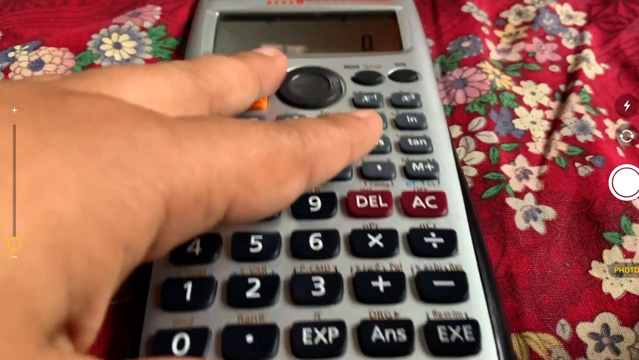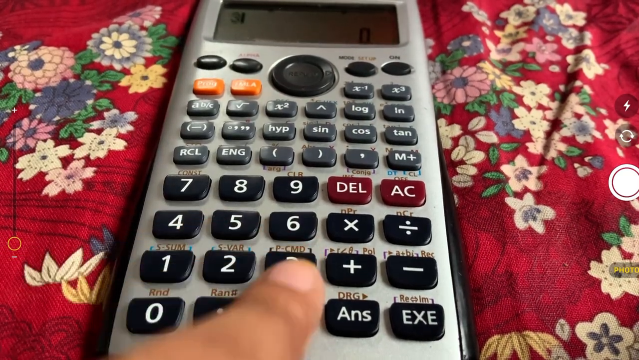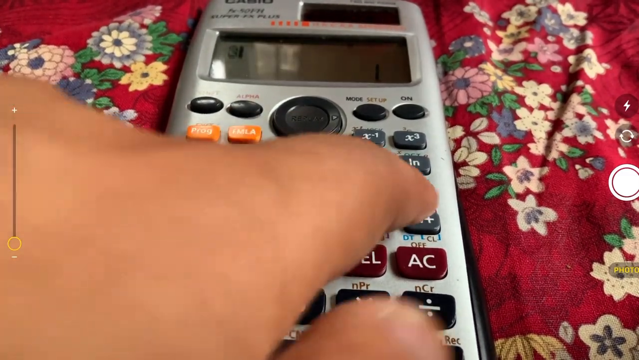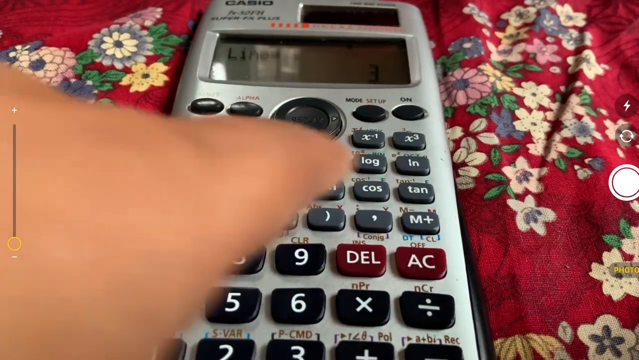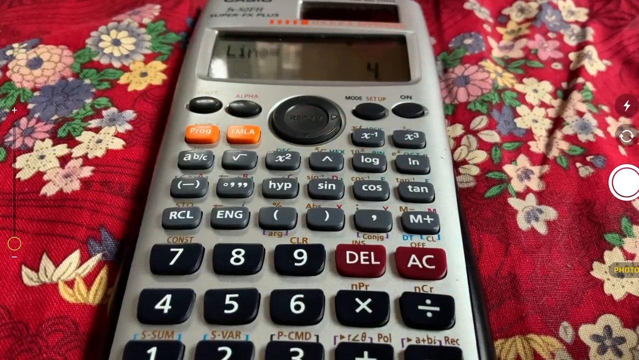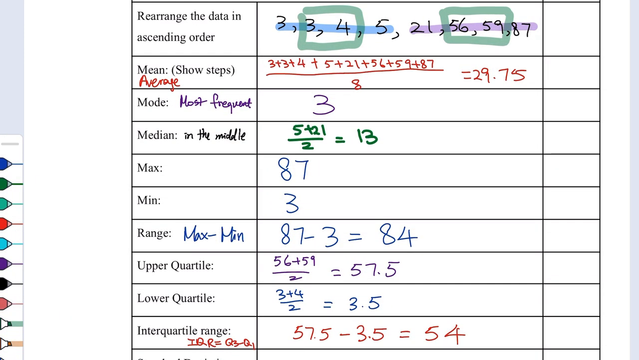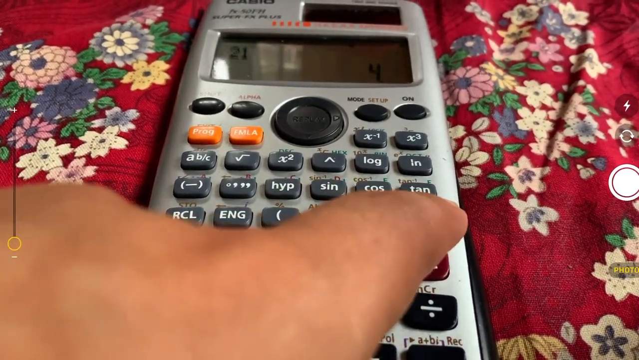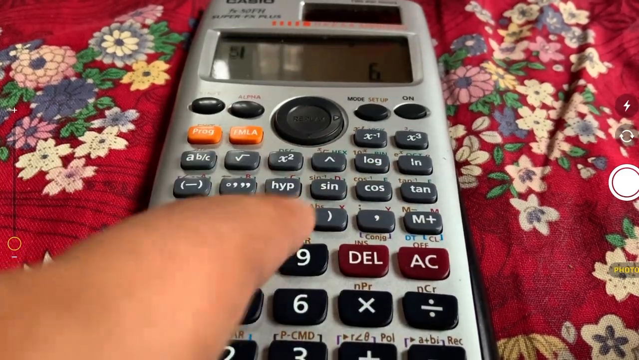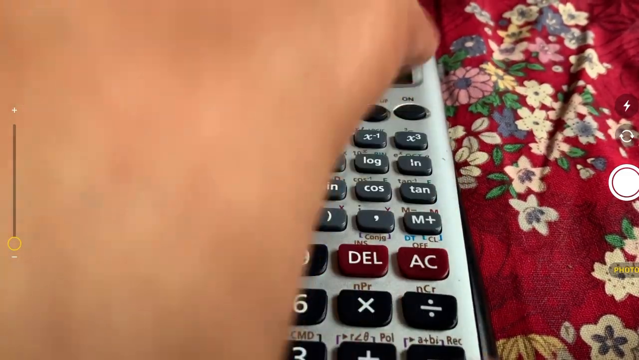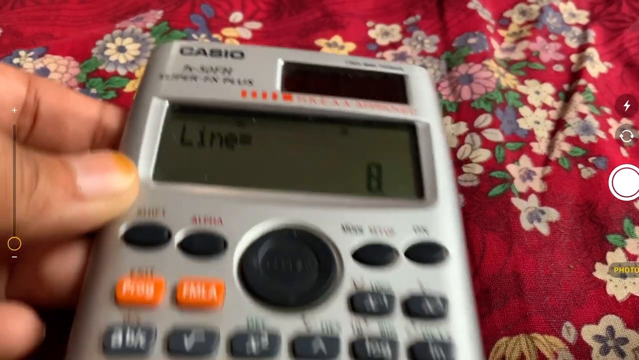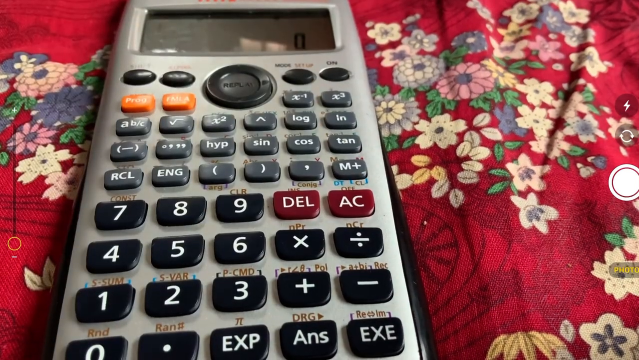I have the data of 3 on top, and then M plus. Another one is also 3, M plus 4, M plus 5, M plus, what were the other data? I already forgot. So I have 21, 56, 59, 87. So I have 8 data in total, right? And then now what I do is just click AC, nothing else to add.